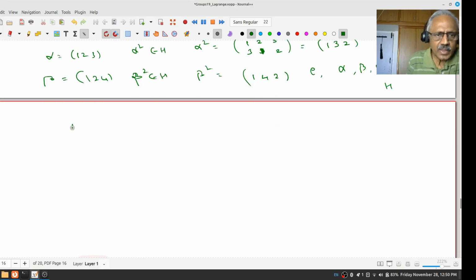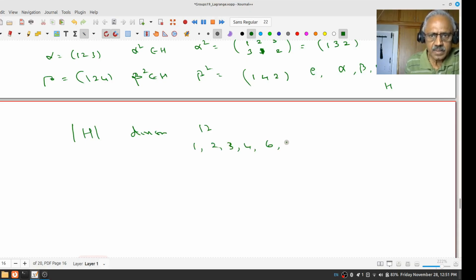Right? Now what are the possibilities for the order of H? It must be a divisor of 12. That means it must be 1, 2, 3, 4, 6 or 12. These are the possibilities, because 12 is 2 squared times 3. I hope I got all of them correct. So there are already 5 elements.